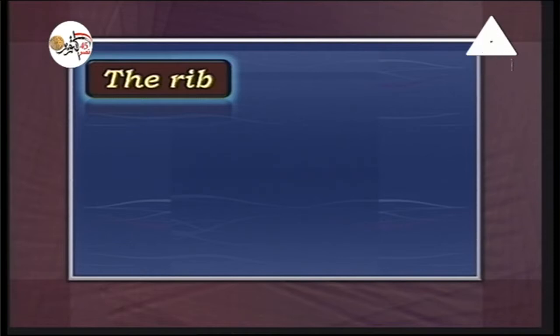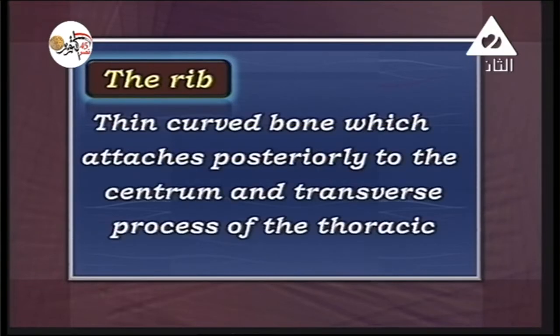From the last information, who can tell me what is meant by the rib? Is it a very long bone, or is it a thin bone? Is it curved or straight? I need you to squeeze your mind. Yes, it is a curved thin bone attached on two sides, attached posteriorly to the sternum.